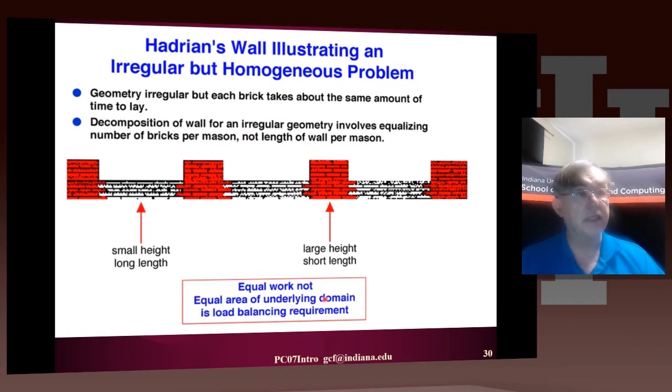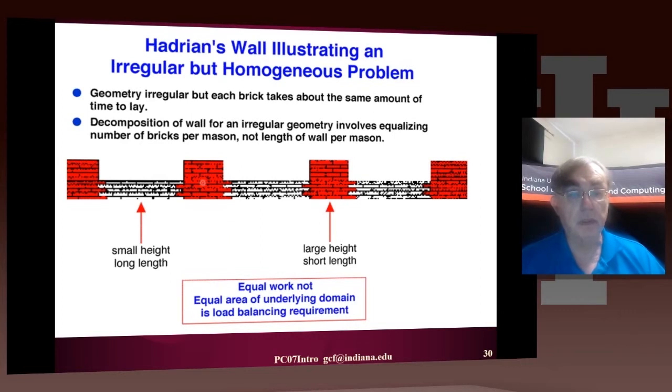I gave you some illustrations earlier of how you could have pretty irregular problems. I did the airfoil where all the action was next to the wing, and we can get some load imbalance in Hadrian's wall by having specialized towers where maybe we have our archers sitting waiting to monitor that the barbarians on the other side don't do anything bad. And so we might have taller parts of the wall every now and then.